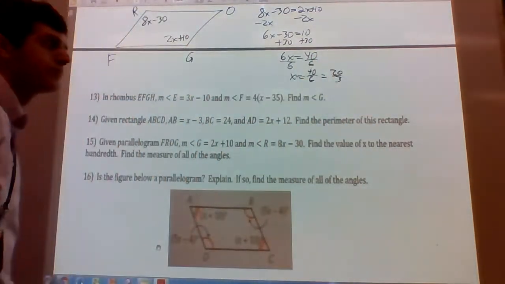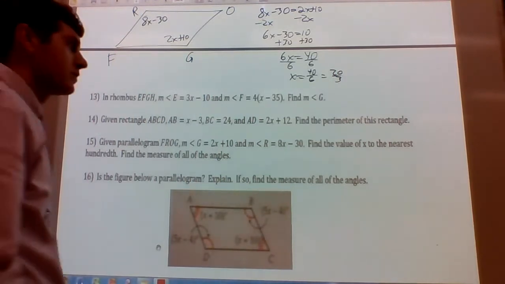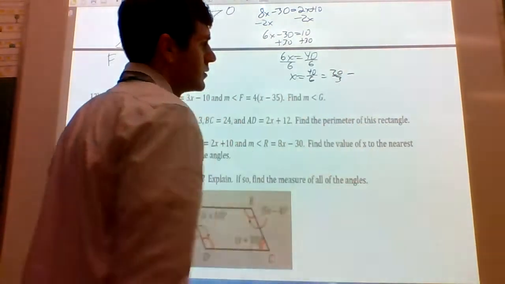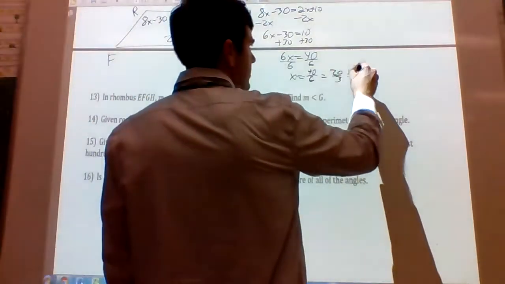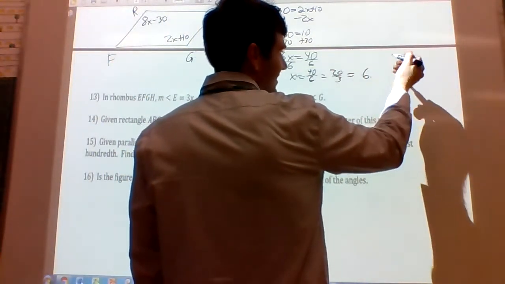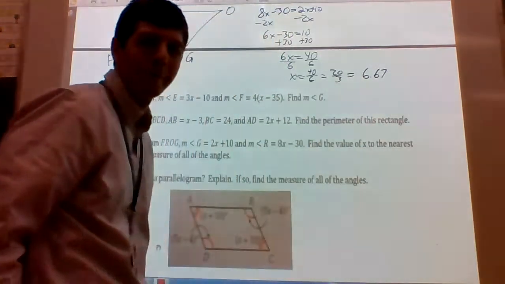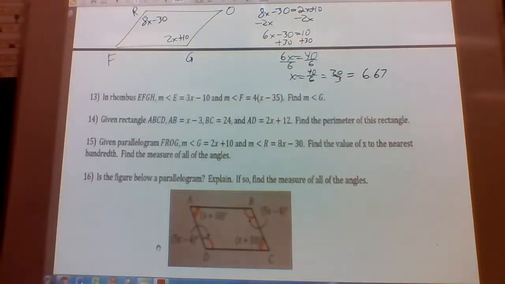Which is going to give us 6 point... well, that's an interesting number. 6.66, or round up to 6.7. Who made this? What were they trying to do? Right, because you get 6.66666. We can round that to the hundredth place, so 6.67. Find the measure of all the angles.